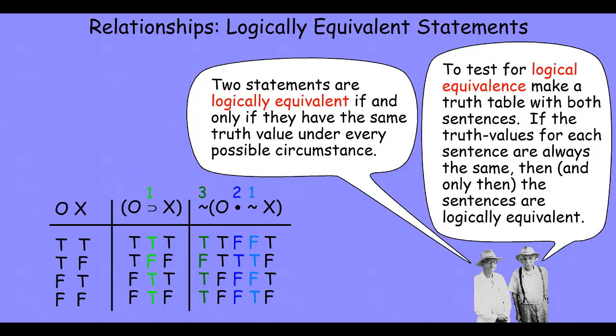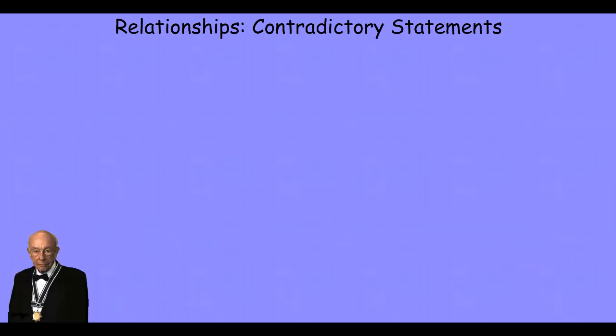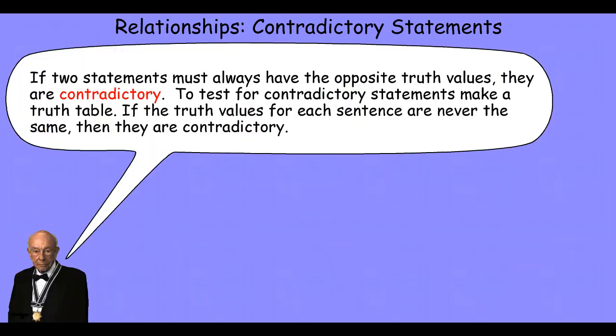Let's look at the next relationship. The next relationship is contradictory statements. Contradictory statements are statements that always have the opposite truth values. So to test for contradictory statements, you again fill out the truth table for both statements. You look under that main connective, the last one that you do, the one that tells you the truth value for that formula, every different way the world could be. And then if they always have the opposite truth value, every single row, they are contradictory statements.